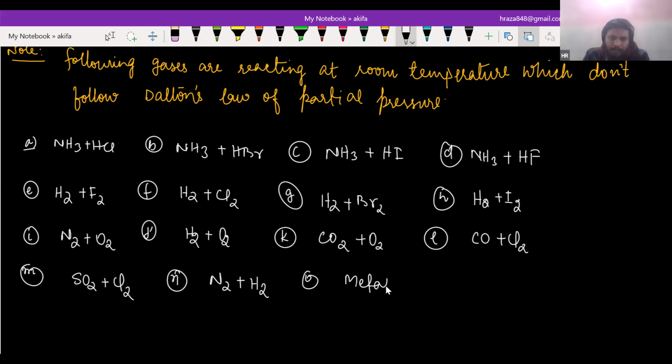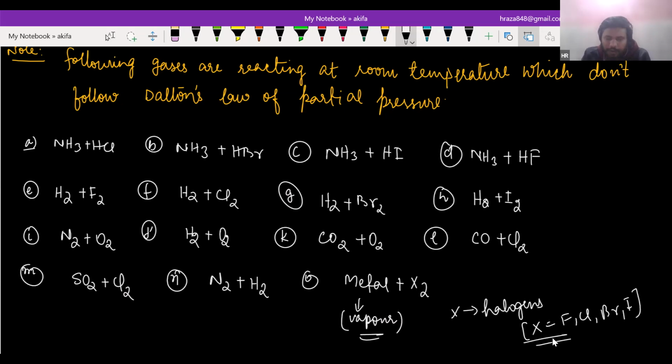Metal plus X2. Here X2, the metal should be in vapor form. So whenever metal in vapor form comes closer to X, that represents halogens, if you remember. And halogens are fluorine, chlorine, bromine, and iodine. So it reacts with each other.